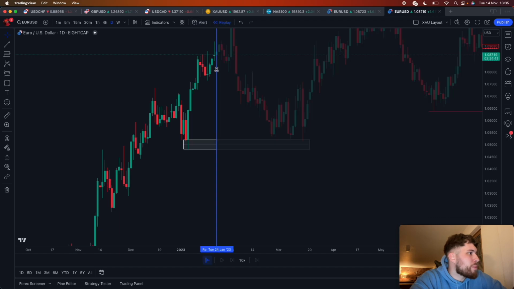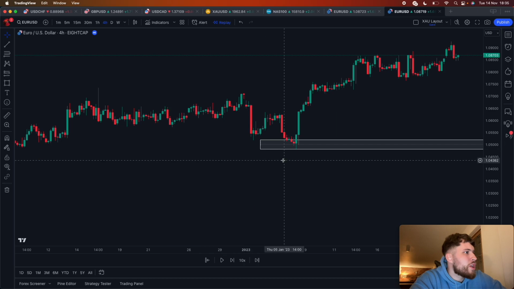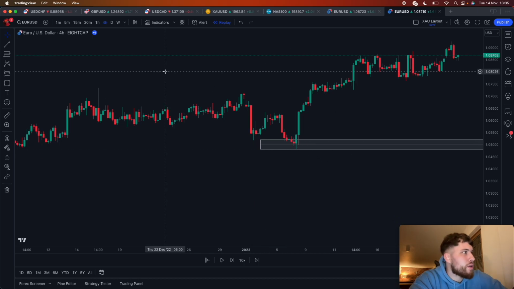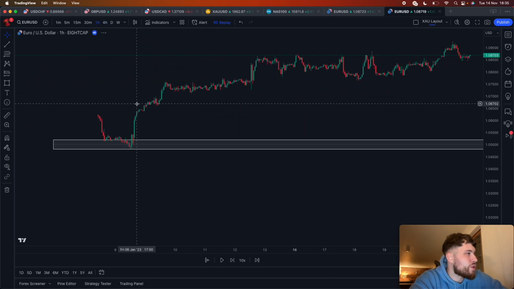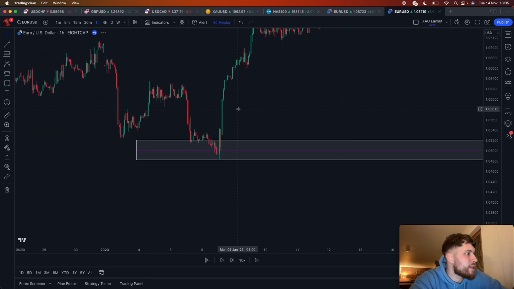Now, if we press the replay button and go down to the 4-hour time frame, you can see that price is starting to create that bearishness and it's starting to present potential areas that have been left unmitigated.